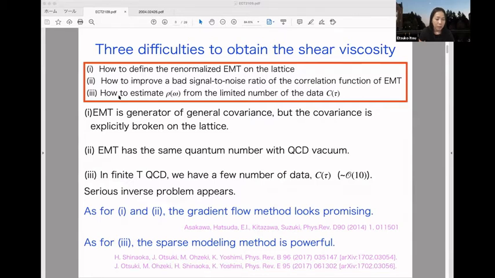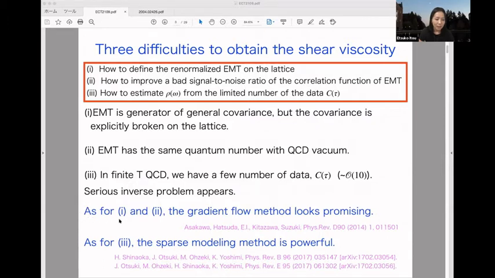And the third one is the main topic of this workshop: how to estimate the spectral function from the limited number of data of the correlation function. In particular, in finite temperature QCD, we have only a few data points of the correlation function, actually of order 10. So a serious inverse problem appears.